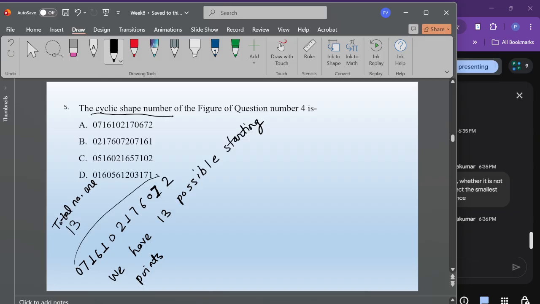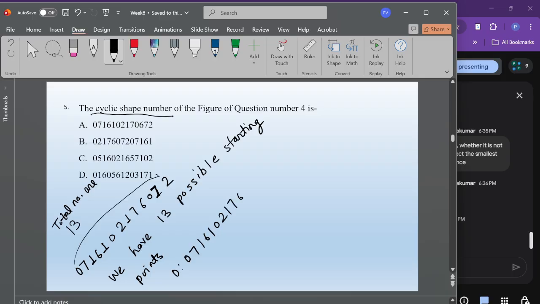Right. Now, what we do, the first sequence will be this one. So there is a zero rotation, like we will represent index zero. So there is no rotation, or you can say no cyclic. So 0, 1, 0, 7, 1, 6, 1, 0, 2, 1, 7, 6, 0, 7, 2. Now next, I'm just representing it 1. That means 1 bit shift. So it will move to the last one. So 7161021760720. Right? Now we have to check again.